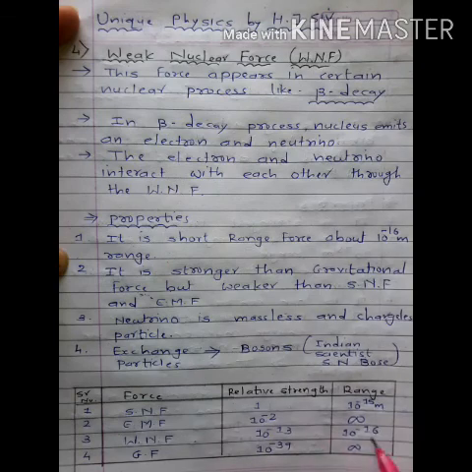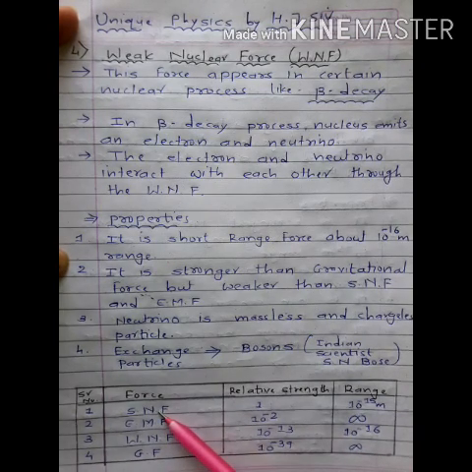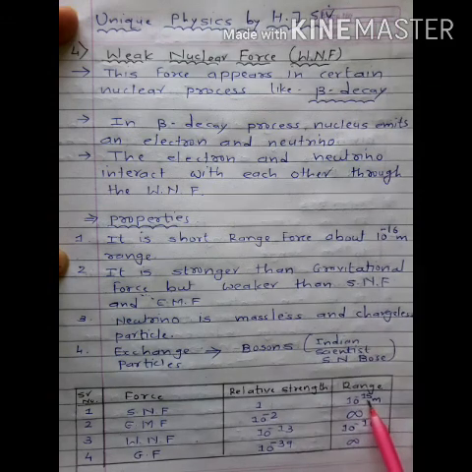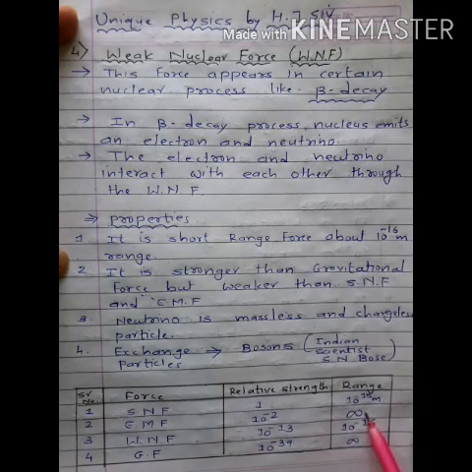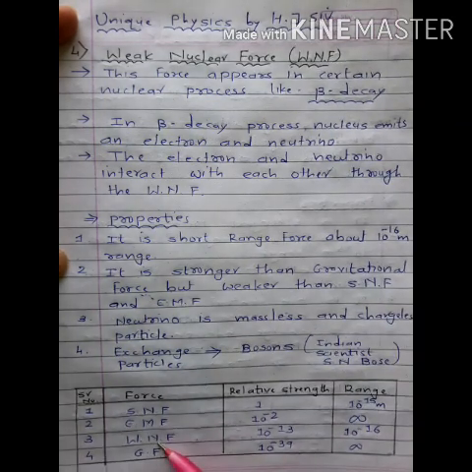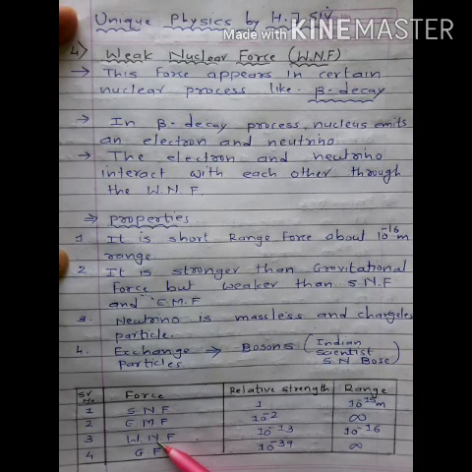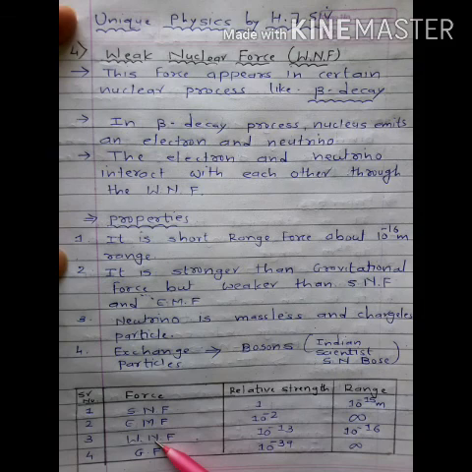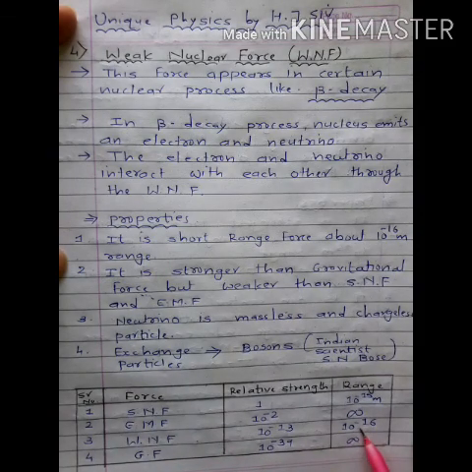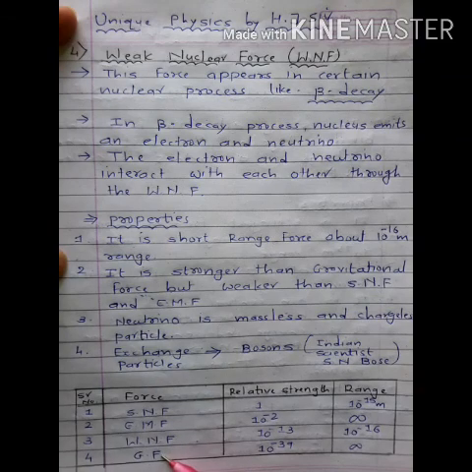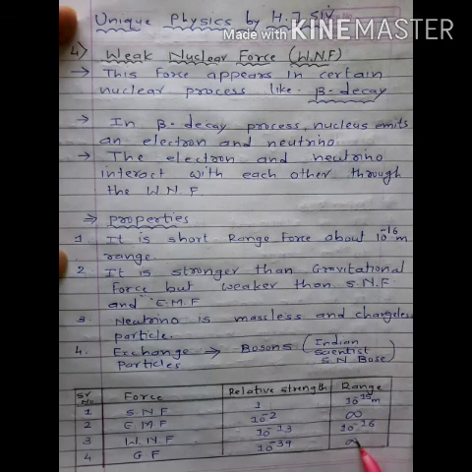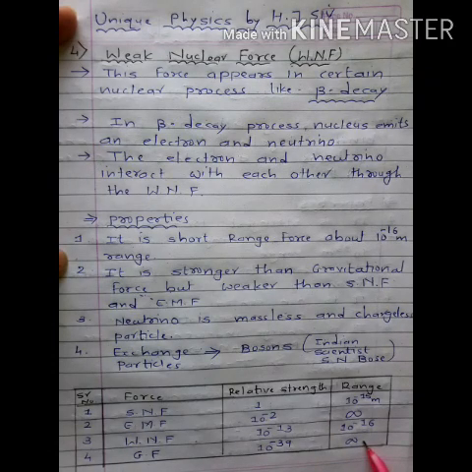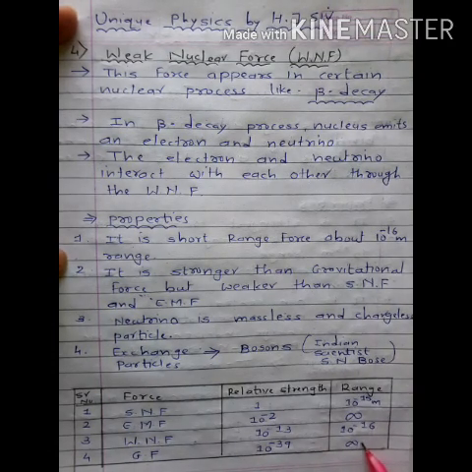Now the ranges are also given. Strong nuclear force acts within the nucleus, so its range is 10 raised to minus 15 meter. Electromagnetic force is a long range force, so its range is infinite. Again, weak nuclear force is associated with the nucleus. Clear? Because the nucleus emits electron and neutrino, its range is 10 raised to minus 16 meter. And gravitational force is a long range force, so its range is infinite, because gravitational force acts between the sun and earth. The distance between them is large, so the range of gravitational force is infinite.